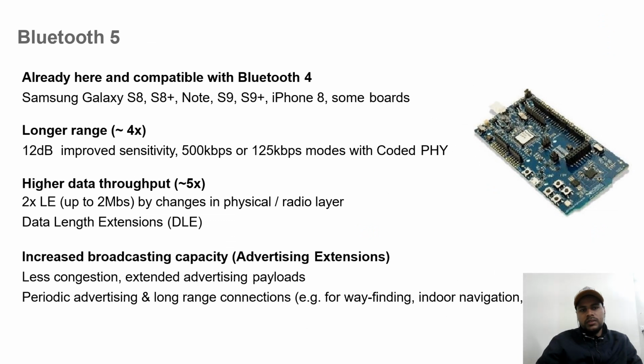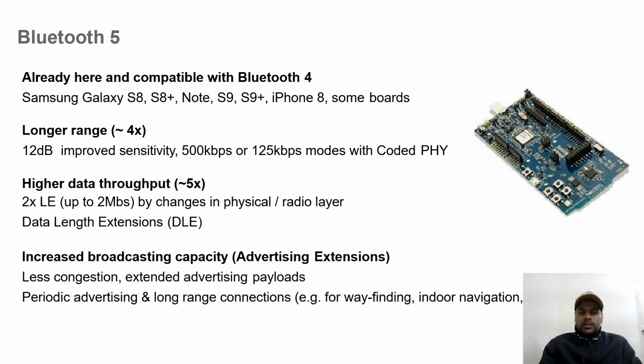Now the next Bluetooth version is Bluetooth 5. Bluetooth 5 is already here and compatible with Bluetooth 4. Many latest phones like Samsung Note, iPhone, and some boards have Bluetooth 5 technology. It has longer range, greater than or equal to 4 meters. It has 12 dB improved sensitivity, 500 kbps or 125 kbps modes with coded PHY. It has higher data throughput, approximately 5 times greater than Bluetooth 4.